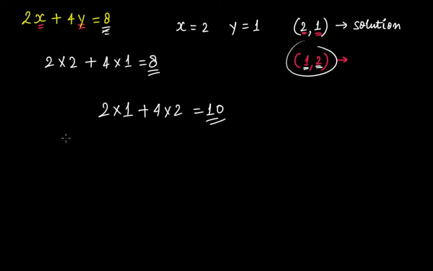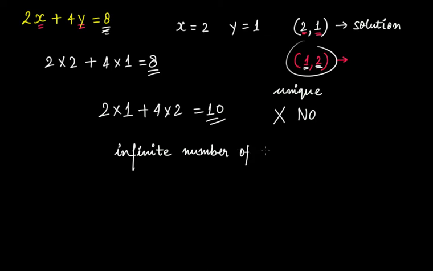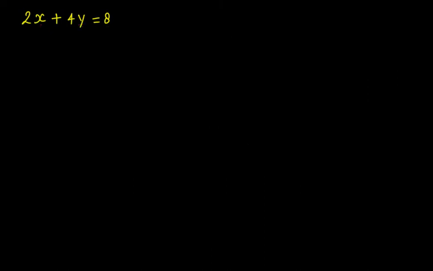Is this the only solution of this linear equation in two variables? That is, is this solution the unique solution? Well, the answer is no. Because I'm going to show you that you will have infinite number of solutions of a linear equation in two variables. So one solution is (2, 1). Let me show you other values.